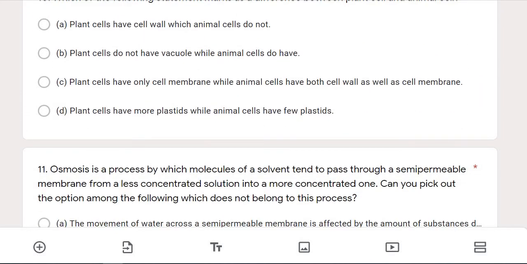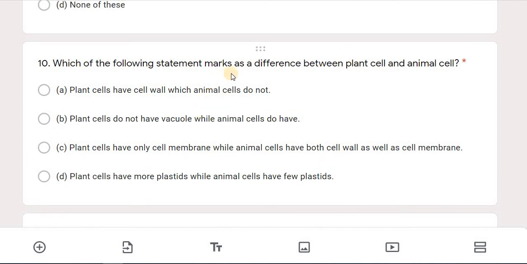Let's move further. Question number 10. Which of the following statements marks a difference between the plant cell and animal cell? As we know, the plant cell has a cell wall, whereas the animal cell does not possess any kind of cell wall. So the answer is A. Plant cell has a cell wall, which animal cell does not.